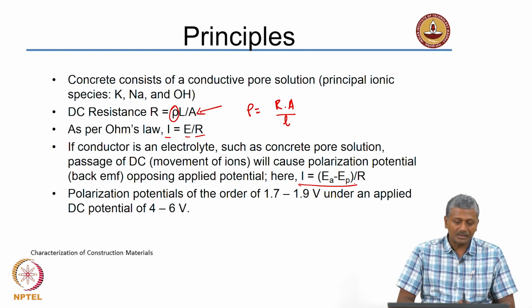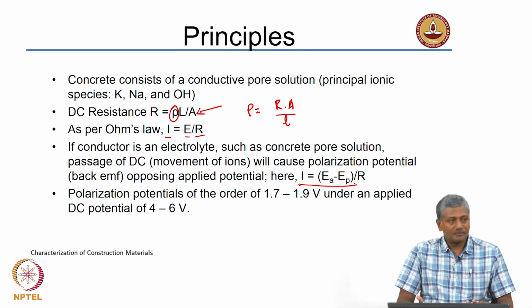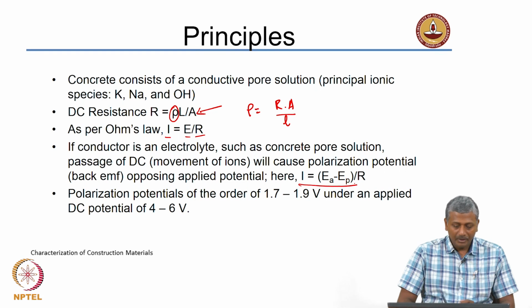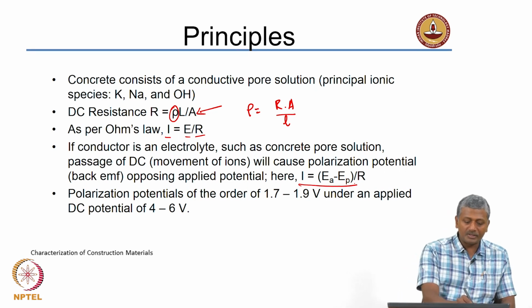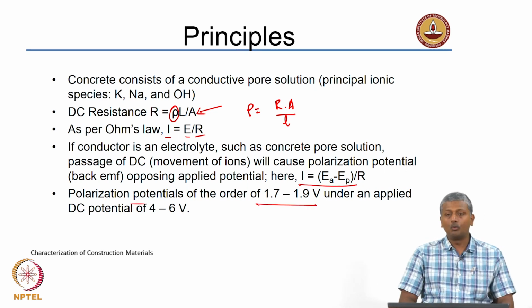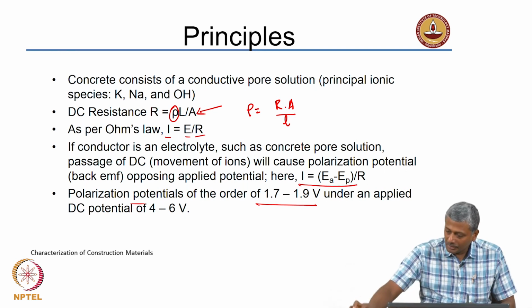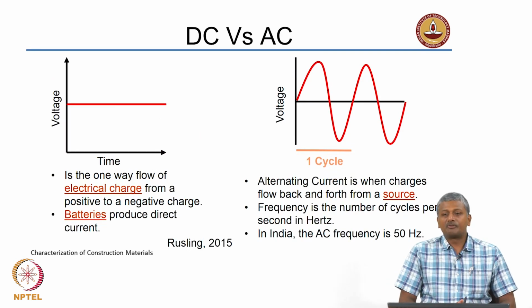You need to actually start considering impedance when we talk about the use of alternating current. You need to talk about the use of impedance to describe the structural property of the concrete. Now, generally, just to give an idea, the polarization potential can be as high as about 2 volts for a DC potential that is applied of 4 to 6 volts. So, whenever you do a DC measurement, you have this error that is going to be built into your system, right. First of all, how does DC differ from AC?